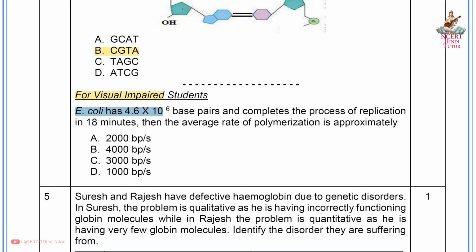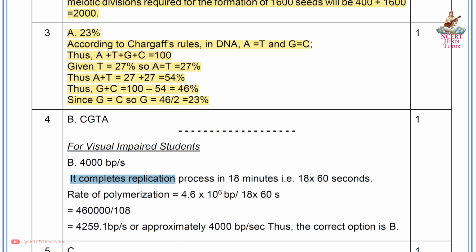For visually impaired students, E. coli has 4.6 into 10 to the power 6 base pairs and completes the process of replication in 18 minutes. Then the average rate of polymerization is approximately, answer, 4000 BP per second. It completes the replication process in 18 minutes, that is 18 multiplied by 60 seconds. Rate of polymerization is 4.6 multiplied by 10 to the power 6 BP divided by 18 multiplied by 60 seconds, equal to 4,60,000 divided by 108, is equal to 4259.1 BP per second or approximately 4000 BP per second. Thus, the correct option is B.